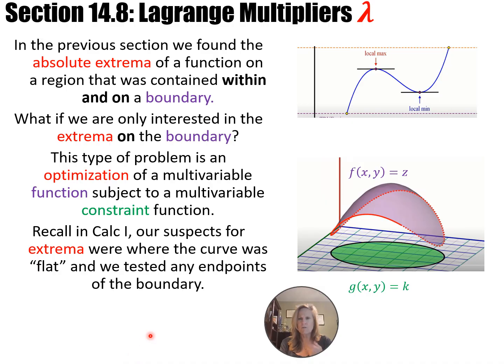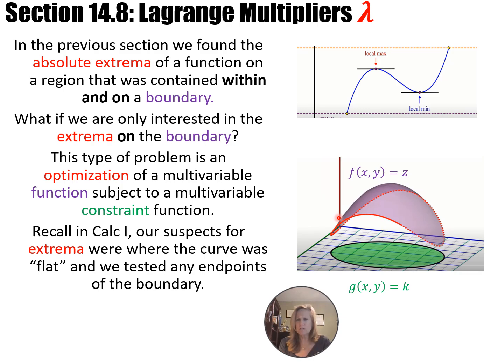Well, in Calc 3, notice this is mine. So the green function is my constraint function, but remember, I'm not interested anymore in any of the domain values from inside the circle and where they end up on the circle. I'm only interested in the domain values on this green surface in the domain and where they end up on the surface. So this red curve is the intersection of G and F, but further, of all those intersection points, I only want the ones that make F either maximized or minimized.